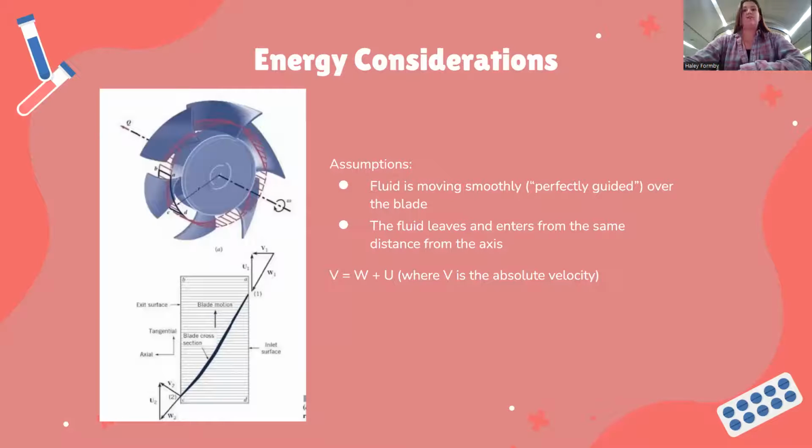Like I mentioned before, this is an example of a fan. And in order to do math around this, you have to make some assumptions, which is that the fluid is moving smoothly, perfectly guided over the blade so that you can assume it's parallel, and that the fluid leaves and enters at the same distance from the axis. So in this example, as you can see, you have V, which is the absolute velocity, equal to the relative velocity and the blade velocity entering and leaving the system.